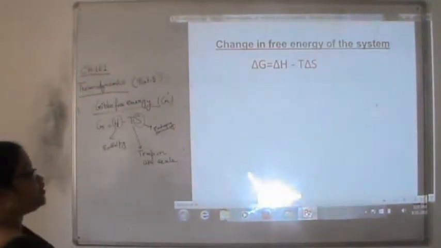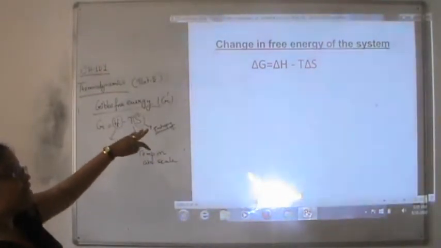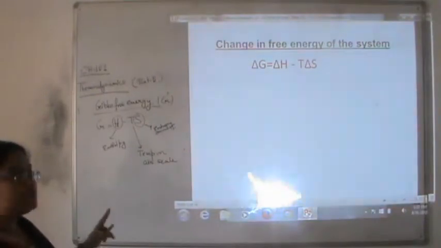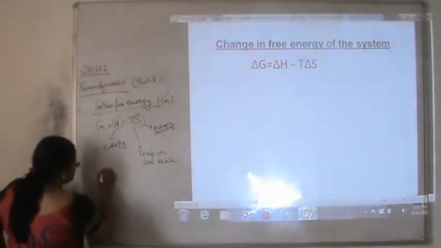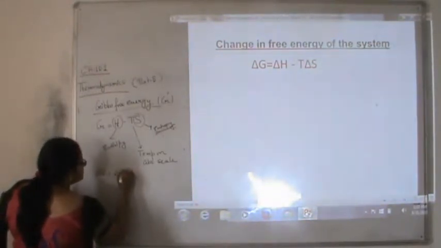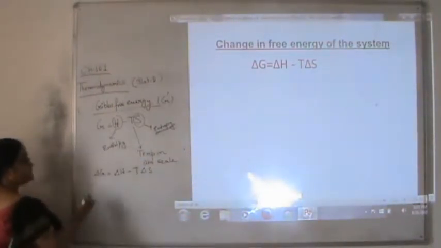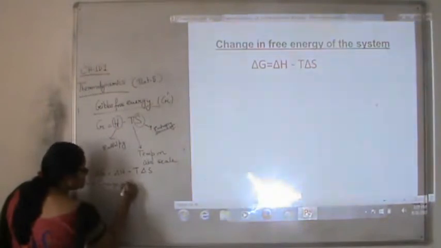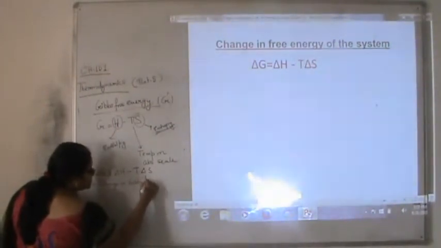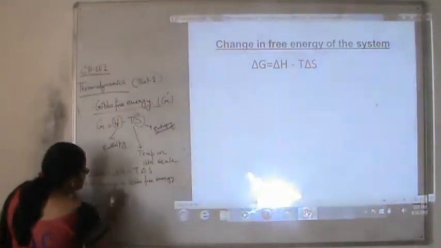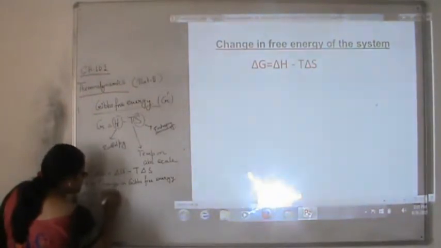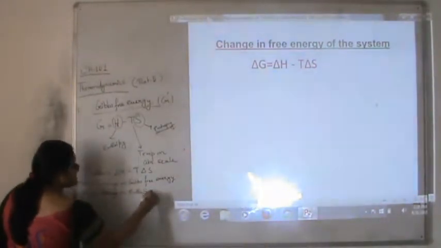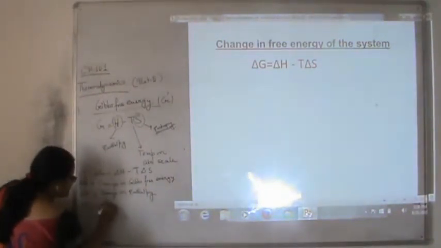So the change in free energy is denoted by delta. Delta G is equal to delta H minus T delta S, where temperature is constant for an isothermal process. Delta G is the change in free energy, delta H is the change in enthalpy, and delta S is the change in entropy.